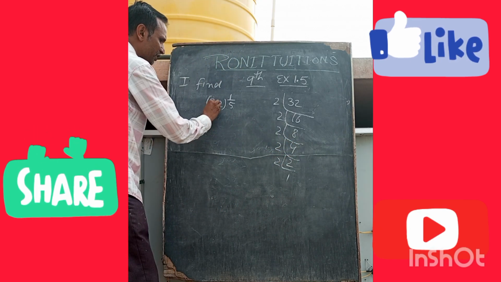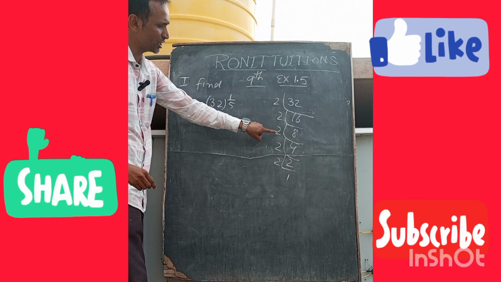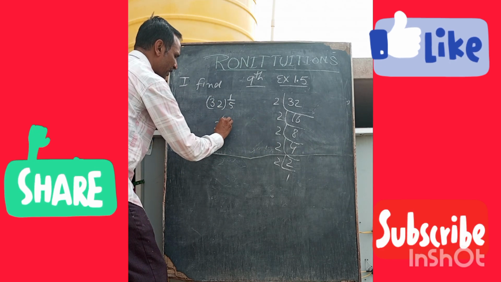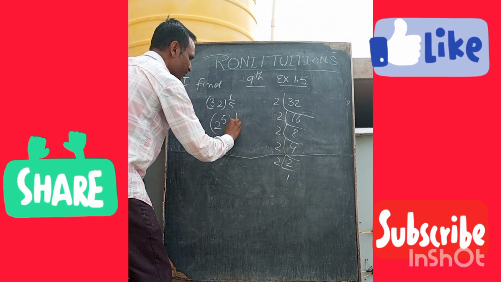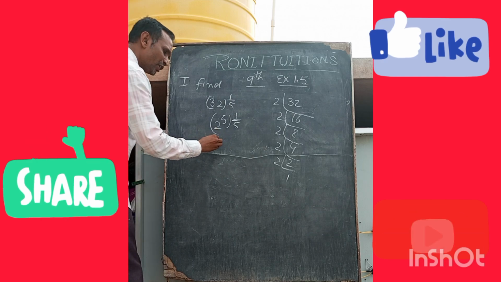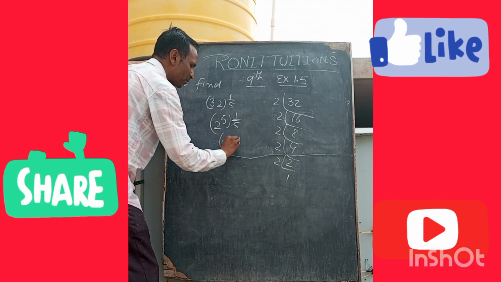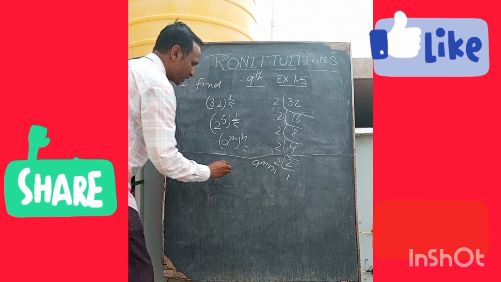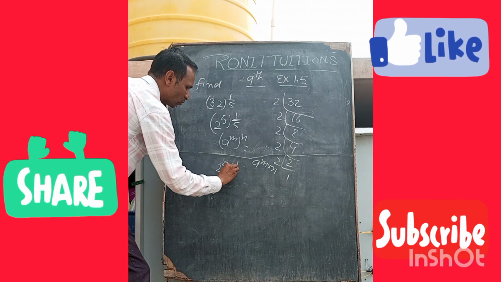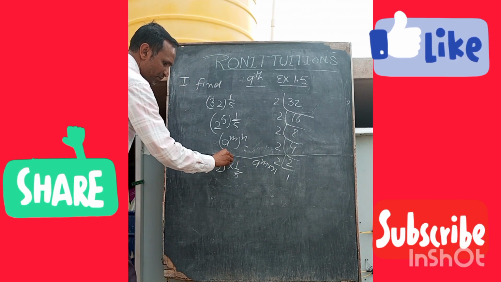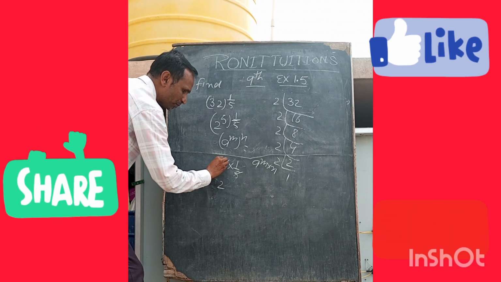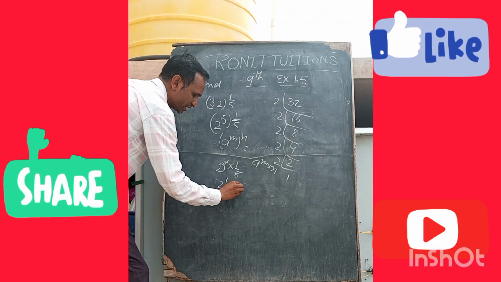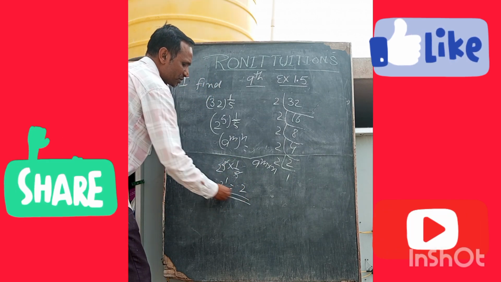So we can write the 32 as 2 to the power 5, the power 1 by 5. This power is 1 by 5 and you know that a the power m the power n is equal to a the power m into n. So we can write 2 the power 5 into 1 by 5, the 5s cancel. So what we come to is 2 the power 1, and 2 to the power 1 is equal to 2, and that is the answer of this question.